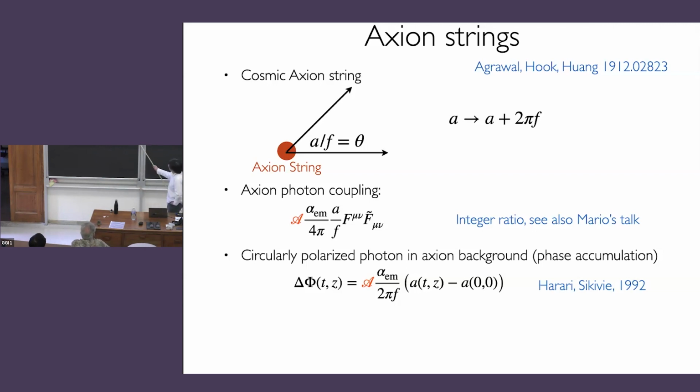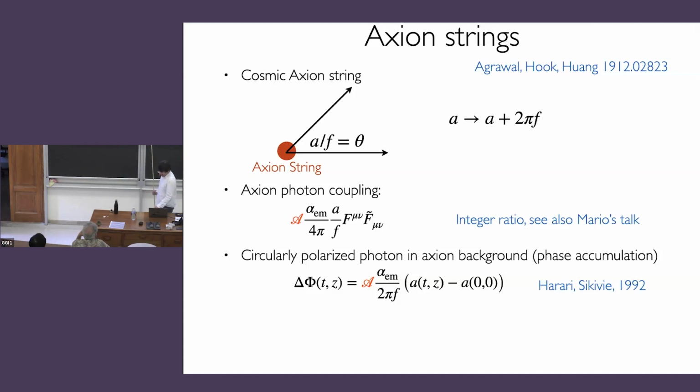So with this coupling, a phenomenon that is very intriguing, first discovered by Pierre in 1992, is that if you send circularly polarized light through an axion background, the different circular polarizations will pick up different phases. And the amount of phase that they pick up is independent of the exact path that this photon has taken, but depends just on the initial and the final value of the axion field. So this is a topological effect coming from the fact that the coupling is a derivative coupling. That's all the ingredients we'll need.